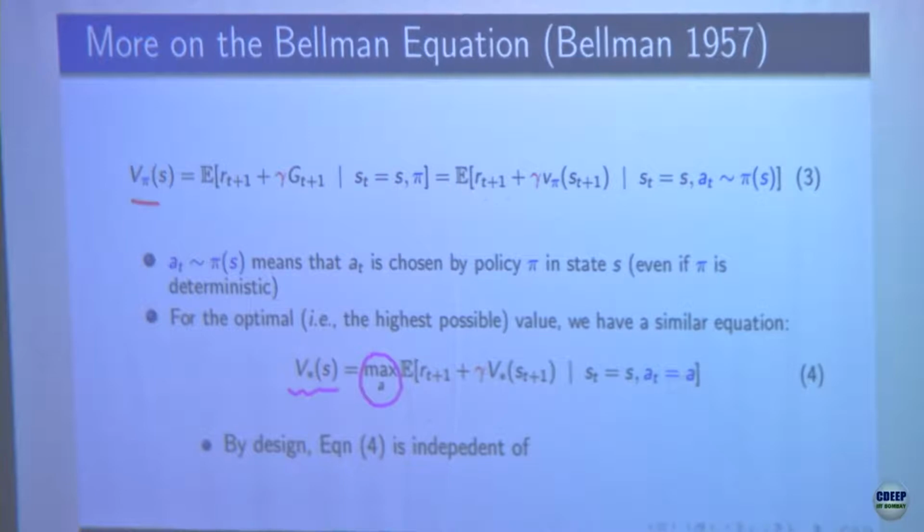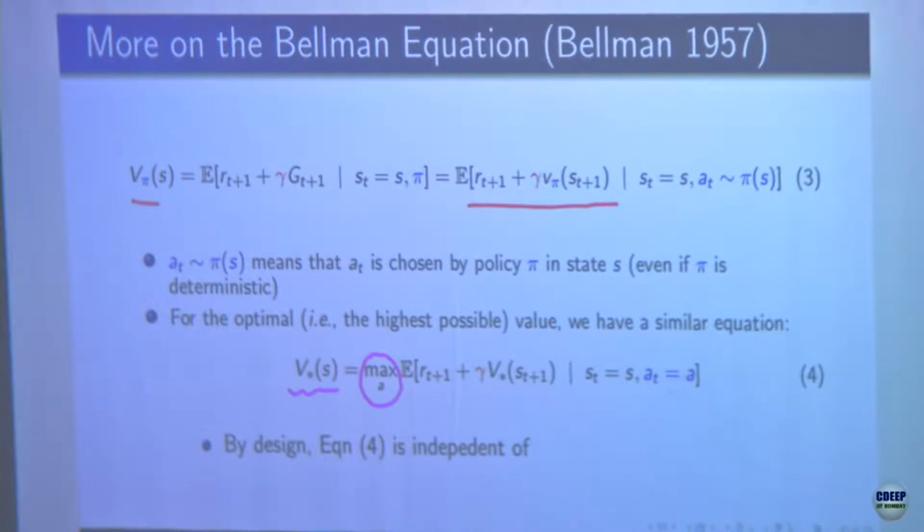V pi of s is the expectation under the choice of a particular policy pi, and the transition probabilities of the reward at the next step, followed by a gamma discounted version of the same expected cumulative reward of the value function. All you now do is, if I take a max everywhere, what happens? We have a similar equation.